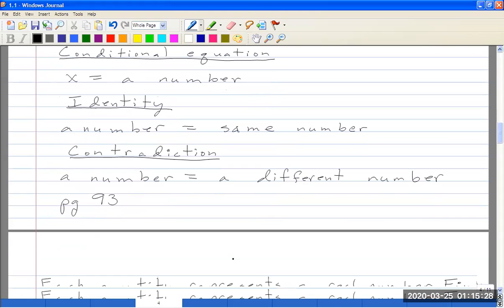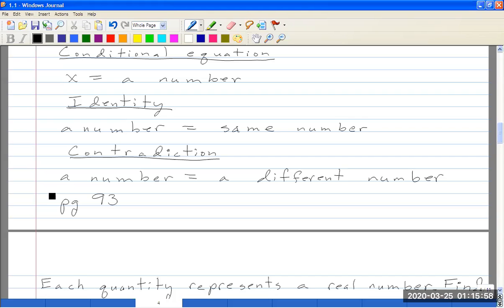A contradiction. Again, you try to solve an equation and all of a sudden you find that the variable is gone, and you have a number equals another number. So there's no variable. It's just, you know, 12 is equal to 3. Well, we call that a contradiction. And so if you have a contradiction, then your equation will have no solution.